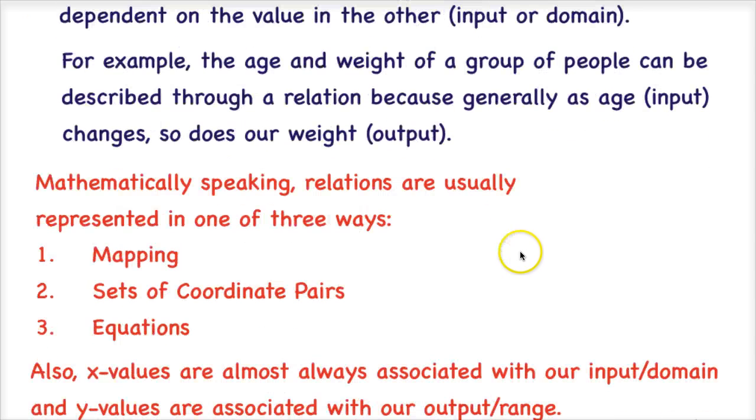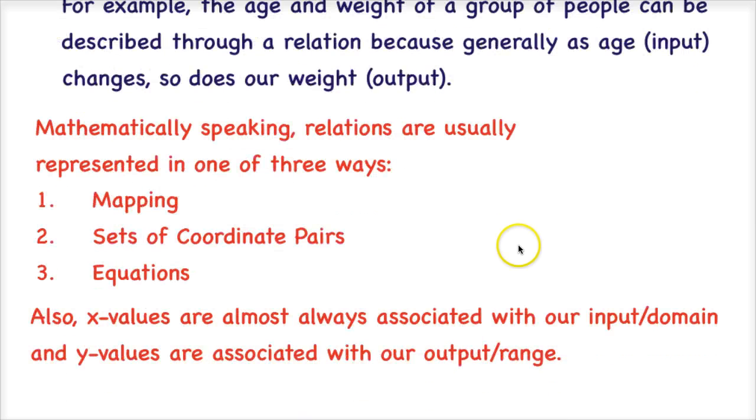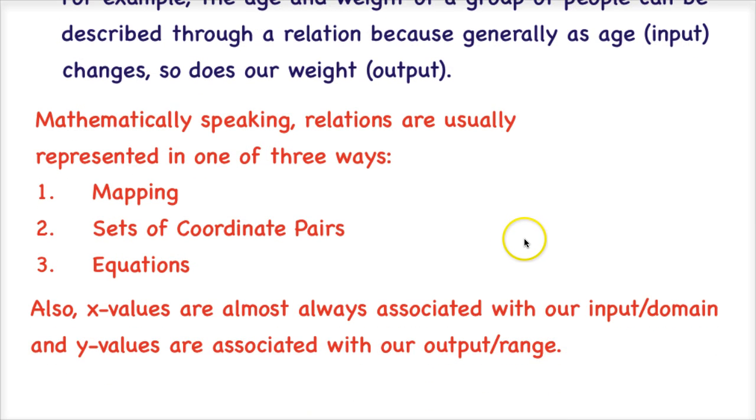Mathematically speaking, there's a few ways that we represent relations. There's 3 that we're going to talk about specifically today. There's what's called a mapping. We can also represent relations with a set of coordinate pairs. And then we can also represent them with equations. And whenever we're using any one of these, mapping, coordinate pairs, or equations, generally speaking, the x values are associated with our input or our domain, and the y values are associated with the output or the range. Okay, so let's take a look at an example of each one of these.